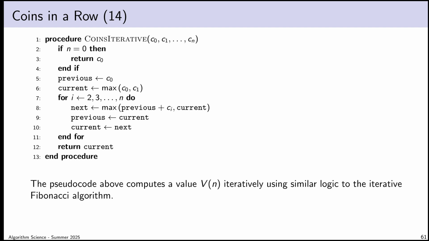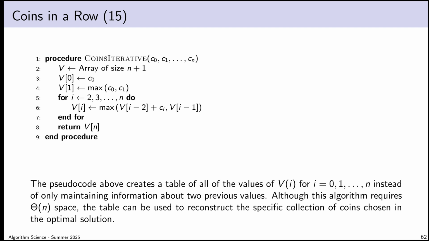And so, unsurprisingly, I could basically take that iterative Fibonacci algorithm and adapt it to the case of solving the coins in a row problem. So this pseudocode computes in linear time the value of Vn. You give me the coins, C0 through Cn, and it computes the result in linear time using pretty much the same logic as my iterative Fibonacci algorithm. And that's why, an hour ago, I wanted to explain why my iterative Fibonacci algorithm was written the way it was. So this adaptation wouldn't be too surprising.